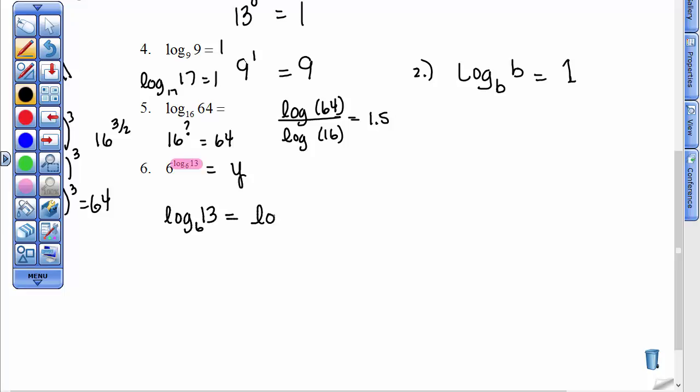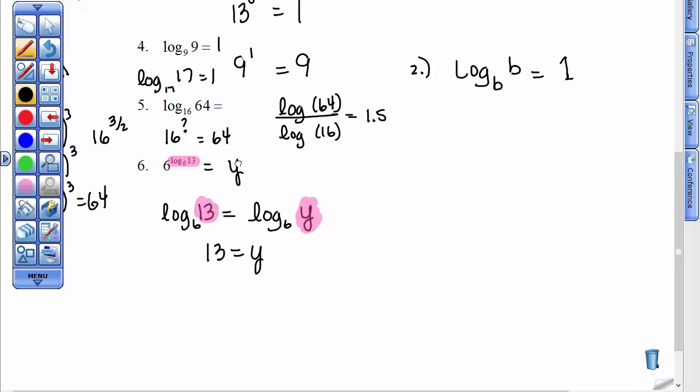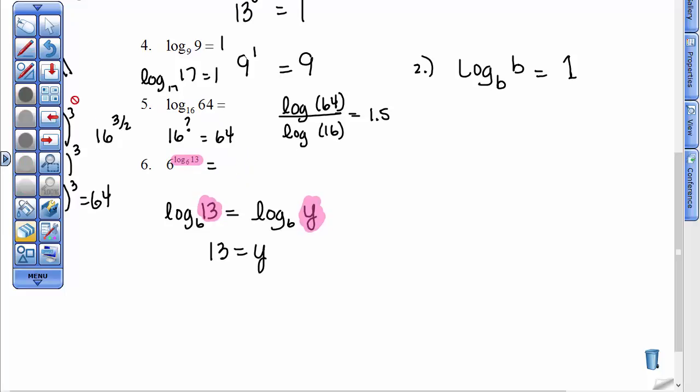And over here I've got to write the word log, and then this is the base I'm going to use, 6, and then this y goes in the leftover spot. Well, it looks to me then that 13 has got to equal y. So 13 has got to equal my answer in order for this statement to be true. So 6 raised to the log of 13, where the base is 6, that answer will always be this little number right there.